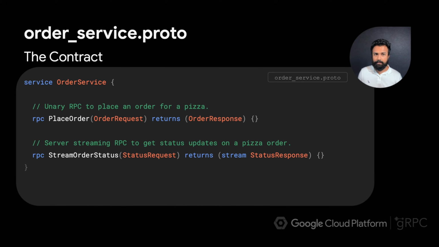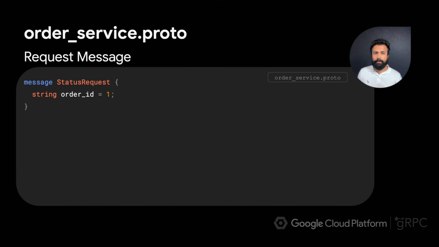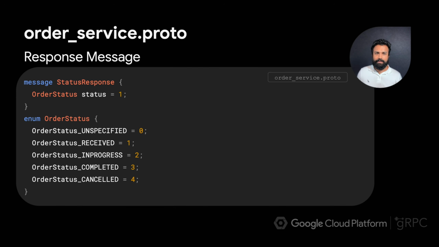This RPC accepts a status request message as input and returns a stream of status response messages. The server application will send a new message on the stream whenever the status of the pizza order changes. The status request message is a simple message containing the order ID for tracking. The status response message contains the current status of the order. And since we have defined the stream order status RPC as a server streaming RPC, the client will receive status updates from the server until the server decides to close the stream.